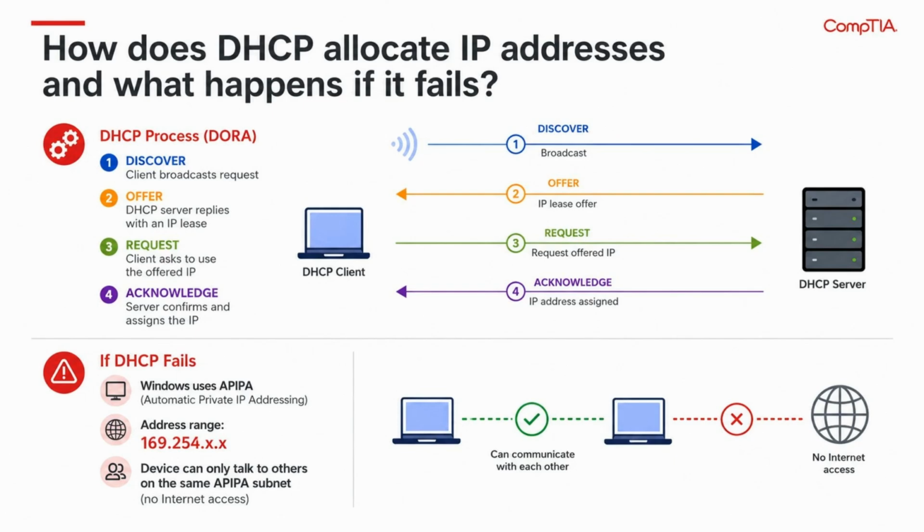offer, where the DHCP server replies with an IP lease; request, where the client asks to use that offered IP; and acknowledge, where the server confirms and assigns it. If DHCP fails, Windows falls back to APIPA, automatic private IP addressing, assigning an address in the 169.254.x.x range, but that device can only talk to others on the same APIPA subnet with no internet access.